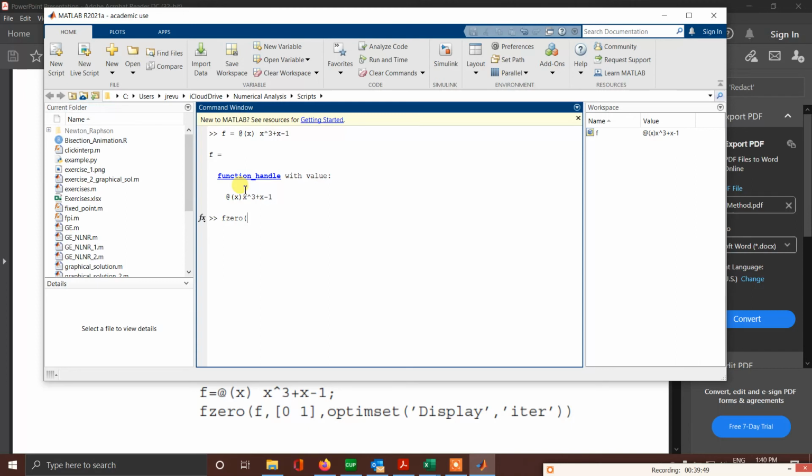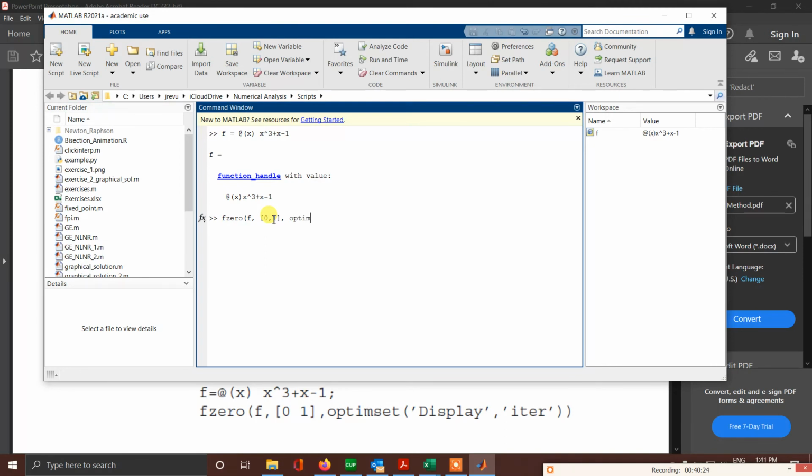optimset, and I'm going to give the options of, oh my goodness, this is complicated because I don't know how to say how to do it. Display, comma, and then I have another one that is iter. So I'm going to display all the iterations that we need. So in general, I'm going to click enter. Oops. Oh, I missed a parenthesis. Sorry.